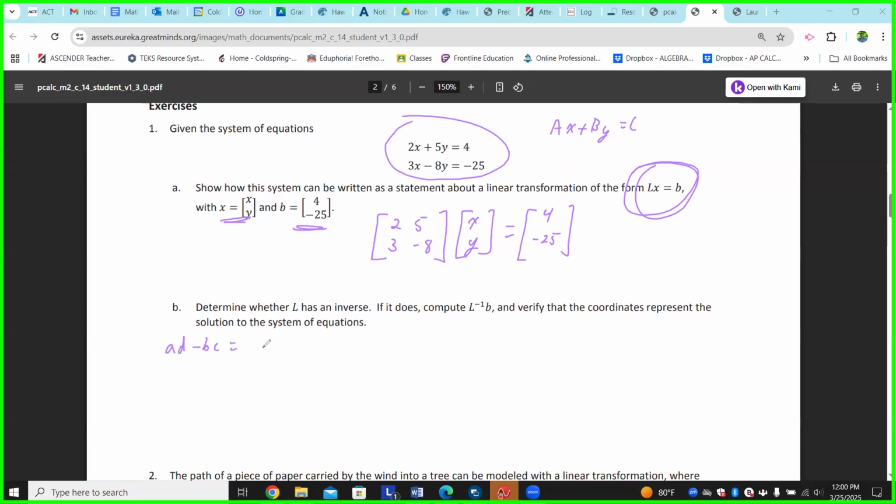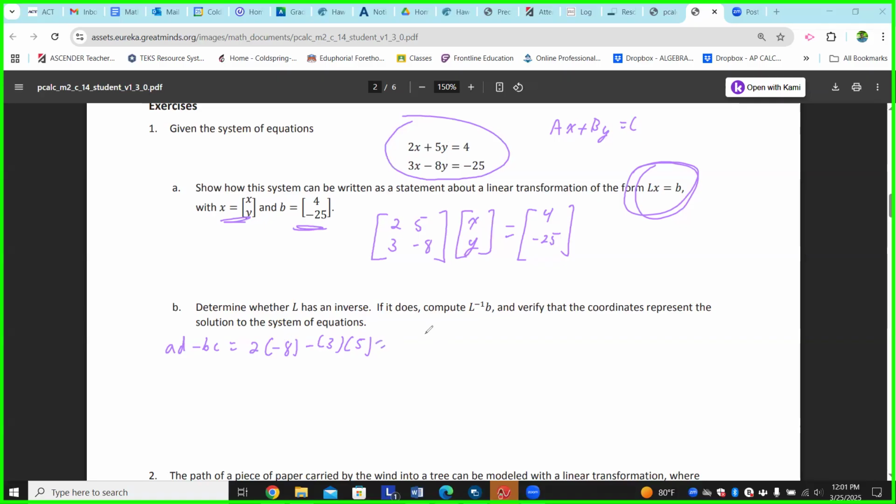All right. So what's my A? 2. What's my D? Minus. What's my B? And what's my C? Again, if you thought this was your B and your C, you're still correct because the multiplication is commutative in that situation. All right. Then you just do the work.